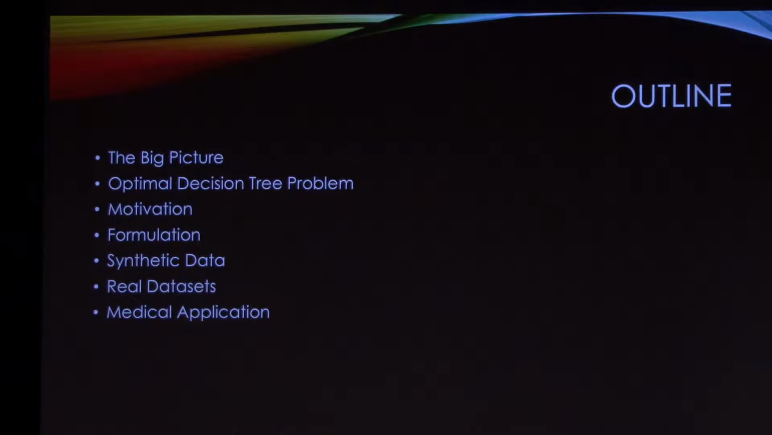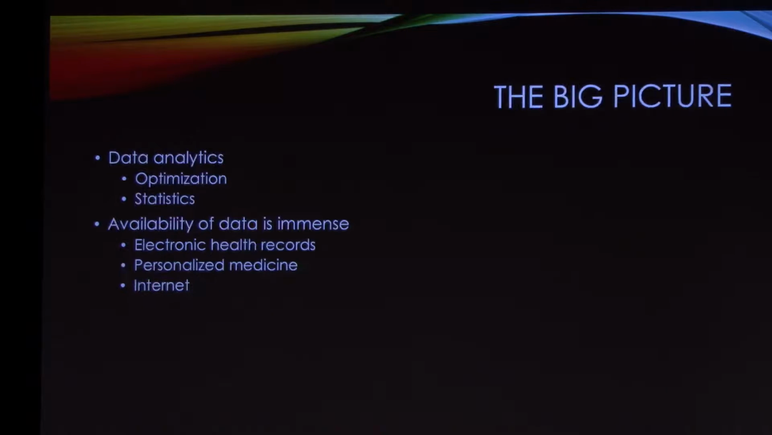So before I start, I'd just like to give a brief outline of how this presentation is going to go. First I'm going to talk about the big picture and what this thesis is really about, then move on to talk about the optimal decision tree problem, the motivation behind this and why this research is important, the formulation of the problem, and then I'm going to present some results looking at synthetic data sets, real data sets, and also a medical application.